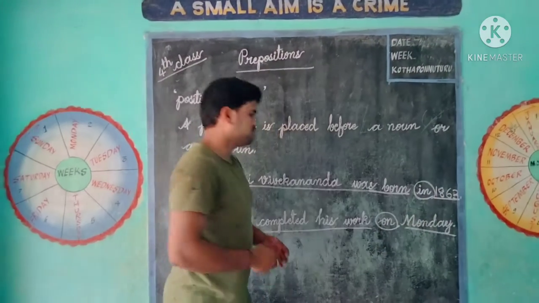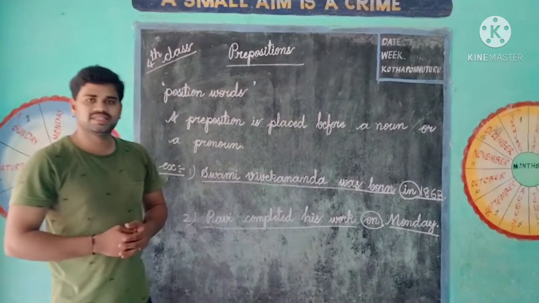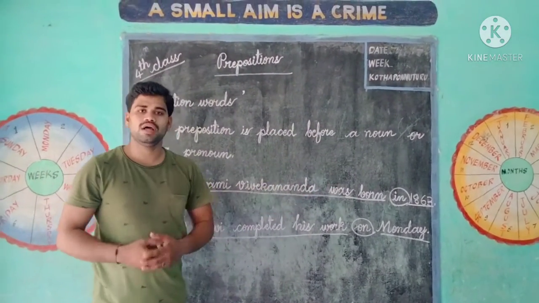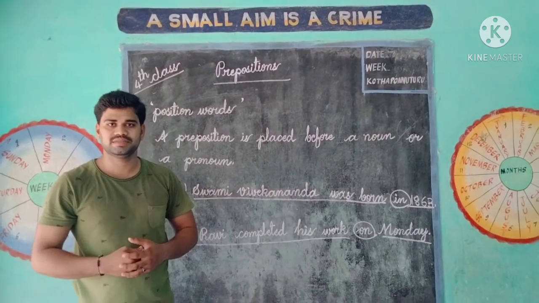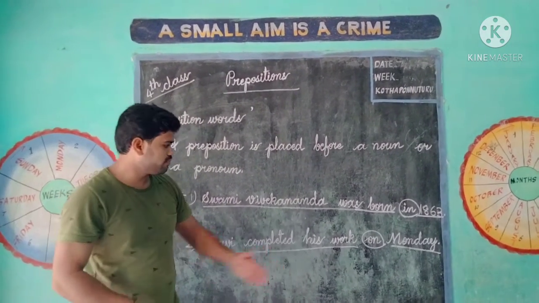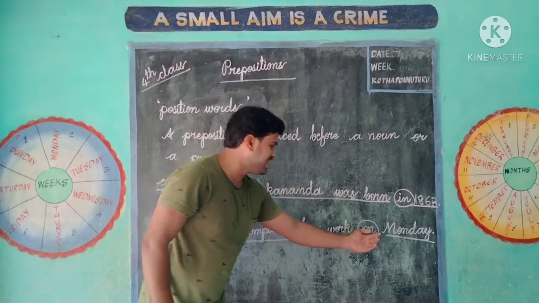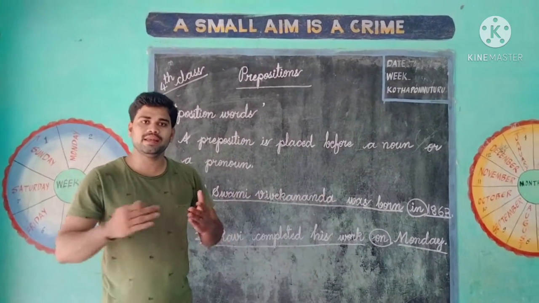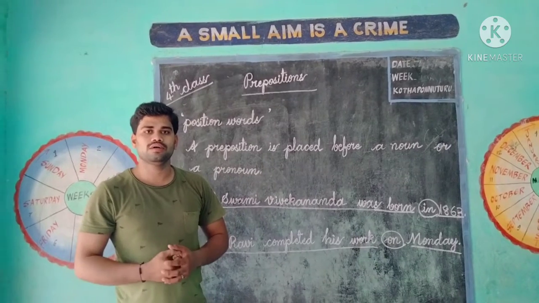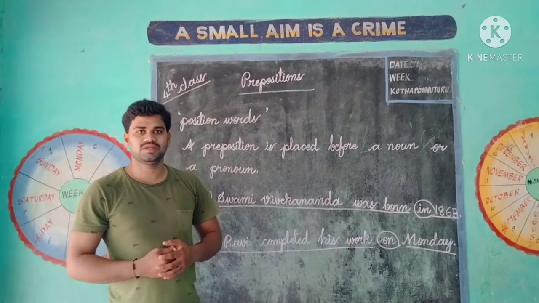In these two sentences, in and on connect the words or phrases in the sentences. And also here the on is placed before the noun. So these words in and on are called prepositions, position words.